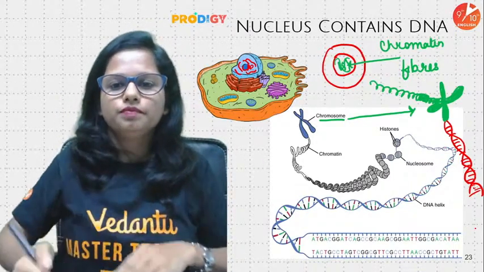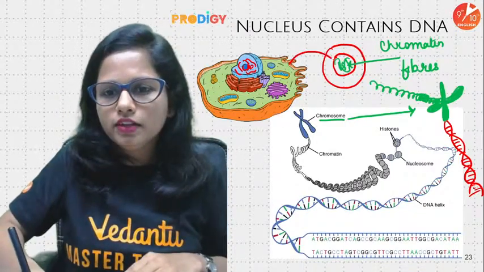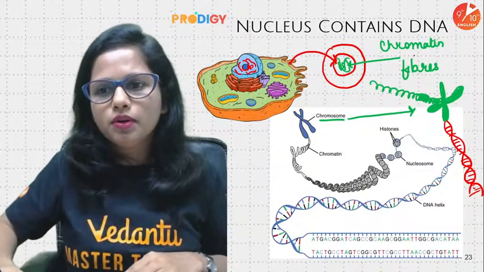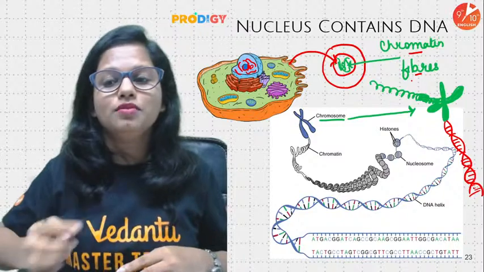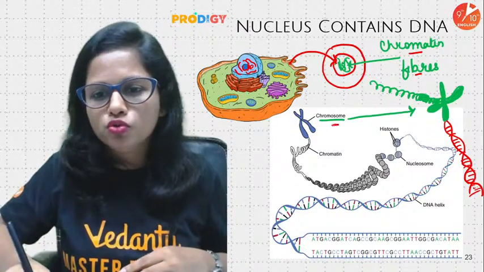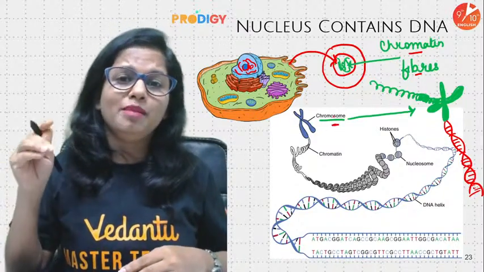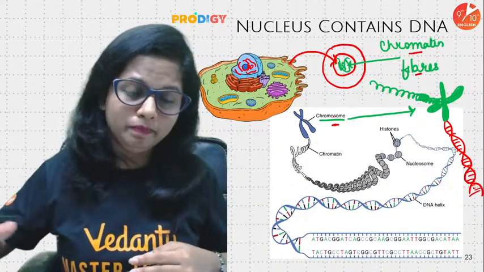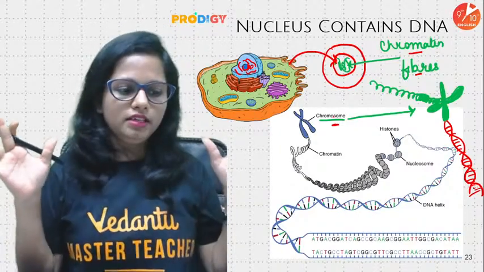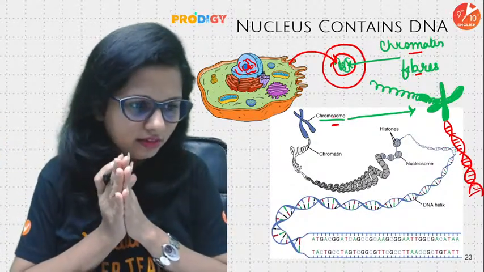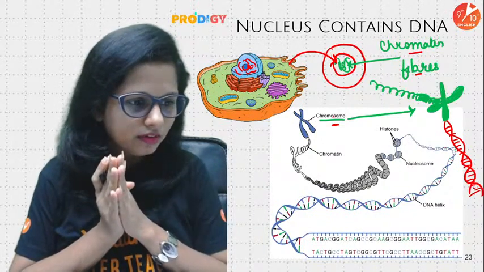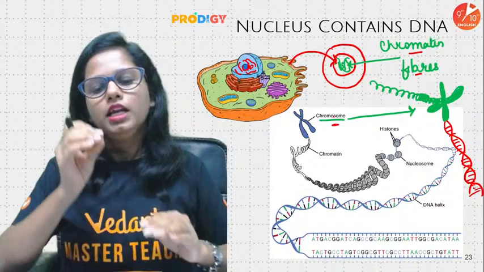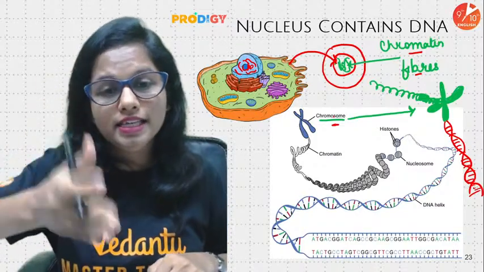So people, inside the cell, there's a nucleus. Inside the nucleus, there's chromatin fibers. Chromatin fibers condense at the time of cell division to form a chromosome. And chromosome is made up of DNA. Easy? Perfect, fab. Now people, this DNA has several segments.